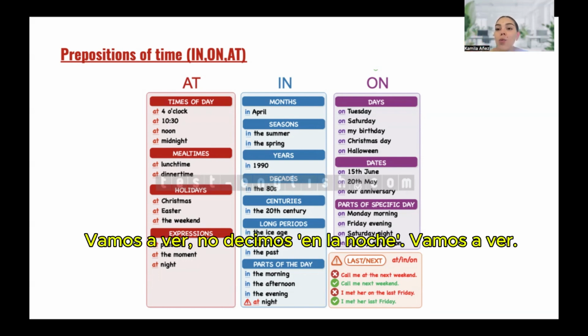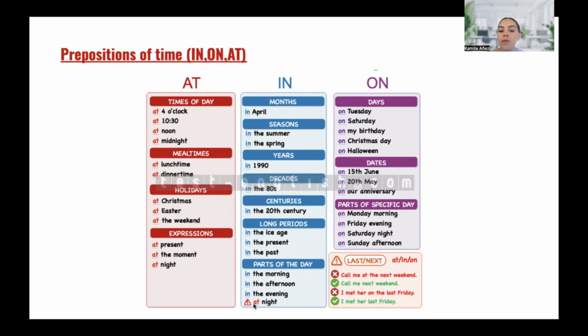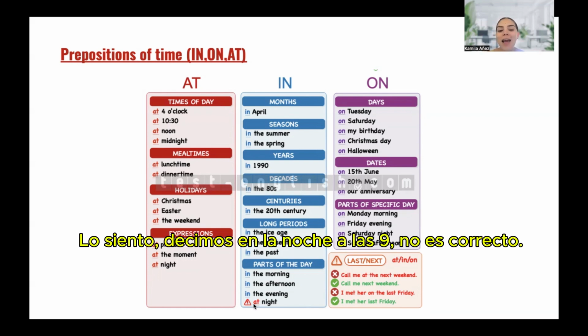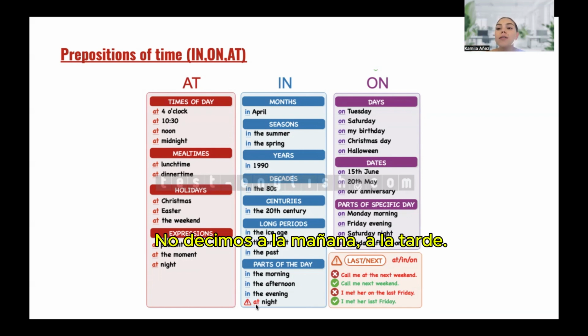Parts of the day: in the morning, in the afternoon, in the evening. Let's see. Sorry, we say at night. In the night is the wrong one. We do not say at morning, at afternoon, at evening. We say in the morning, in the afternoon, in the evening. All right, that is a difference. Okay, we do not use at.